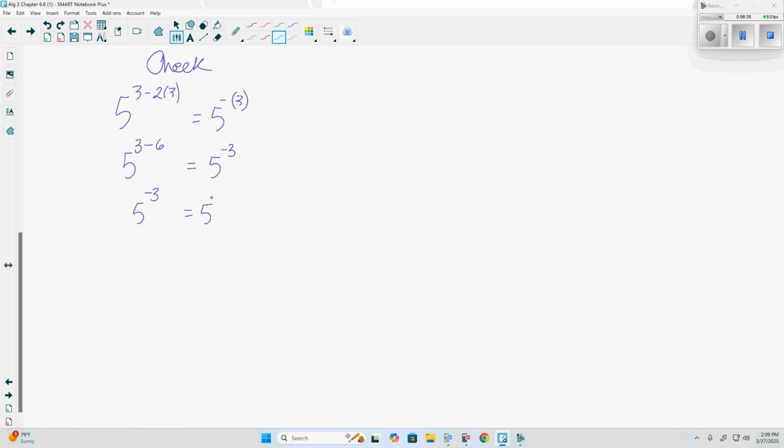Well, 5 to the negative third power is indeed equal to 5 to the negative third power. We don't have to turn it into fractions. We don't have to simplify it farther than that. It is the same. They are equal.